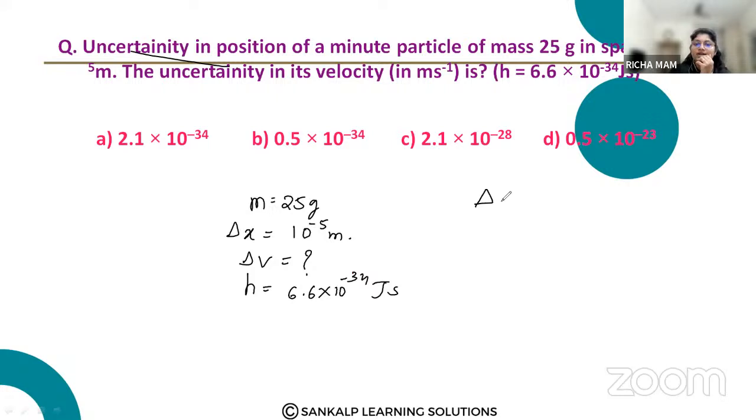So I'll give you the formula. Delta x into m into delta v is greater than or equal to h by 4 pi. Put the values now. What is delta x, the uncertainty in position? The value is 10 raised to minus 5, into mass 25, into the change in velocity, which we don't know. So we will keep it like this.